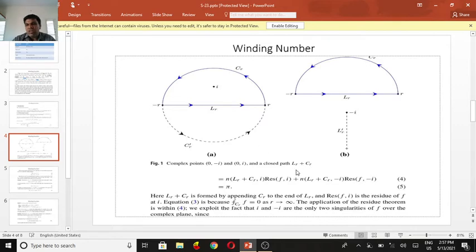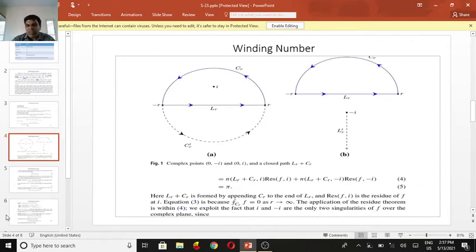The closed path is LR plus CR. That is n times of the linear path plus circular path, comma i, the residue of f at i, plus n times of LR plus CR, comma minus i, times the residue of f at minus i. I call this equation 4. In total we get a pi times this, which is called phi.